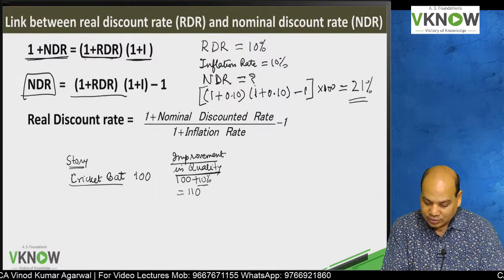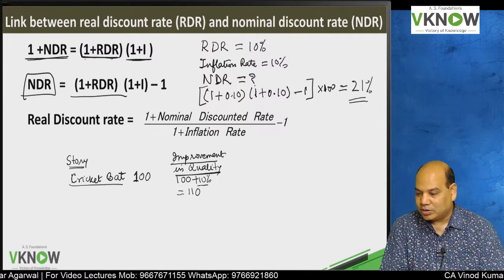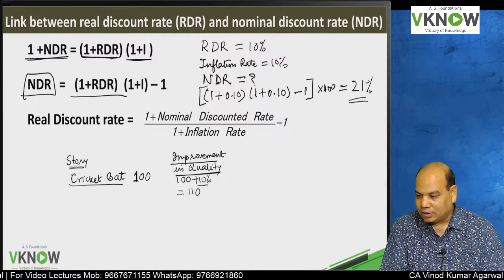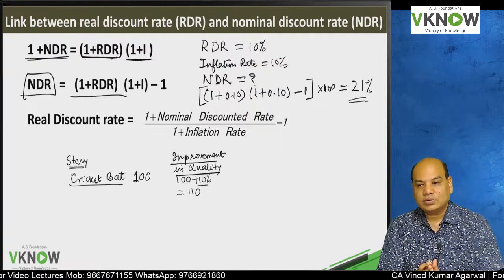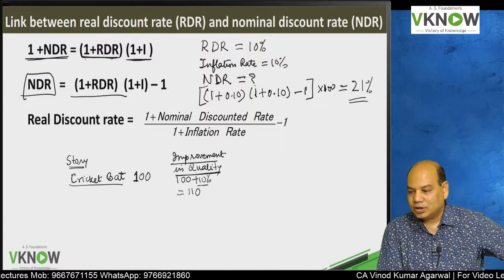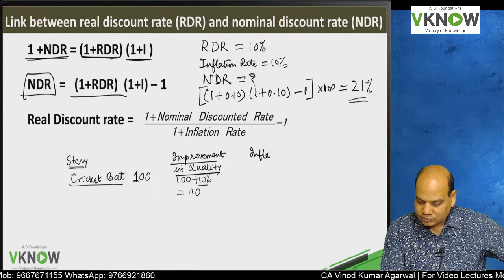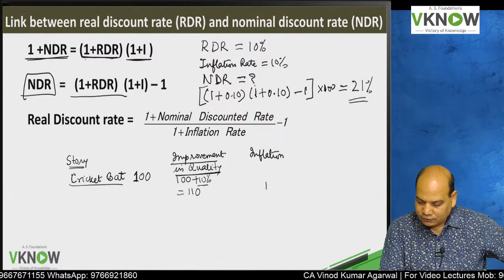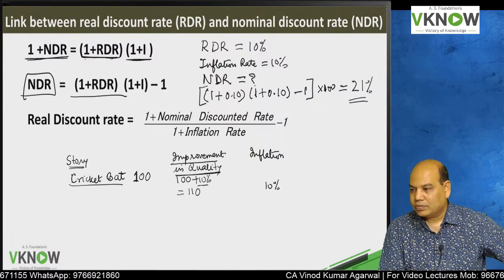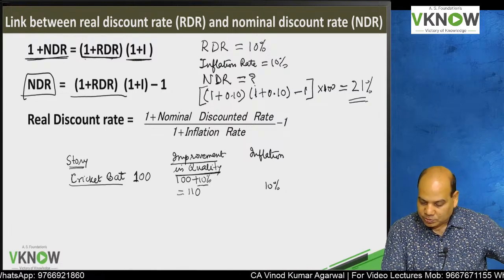Maybe they have added some more features in that cricket bat. They have used better quality glue, better quality wood, a better quality handle. So because of that, the price of that cricket bat increased by 10% because of improvement in quality. And there was inflation of 10%. There was inflation of 10% during this period.